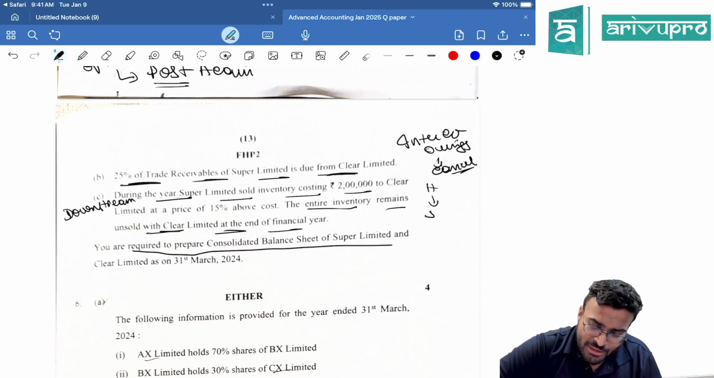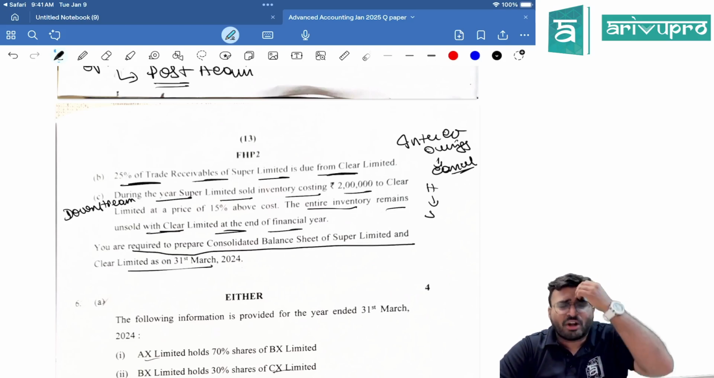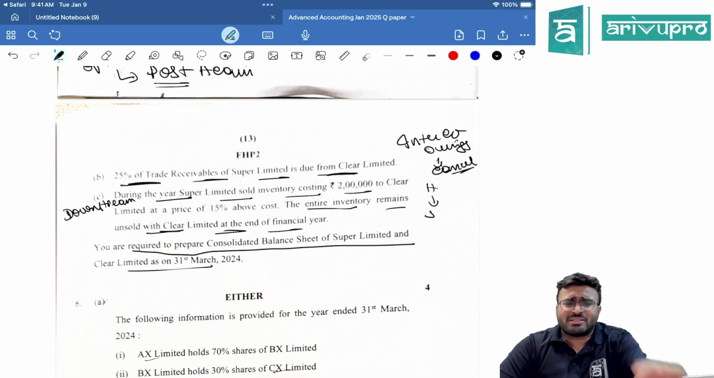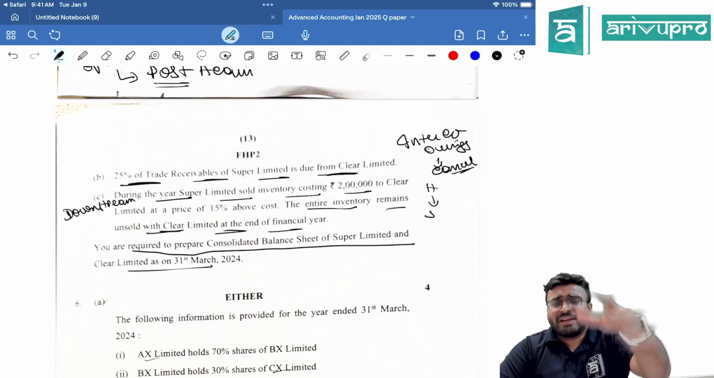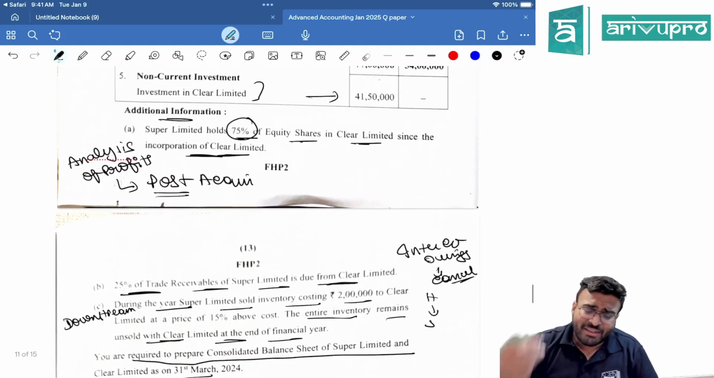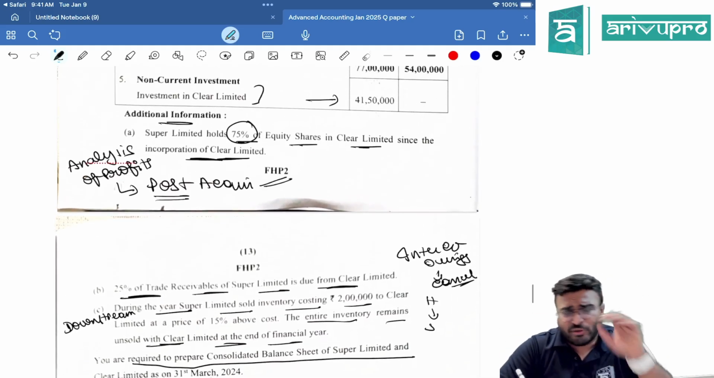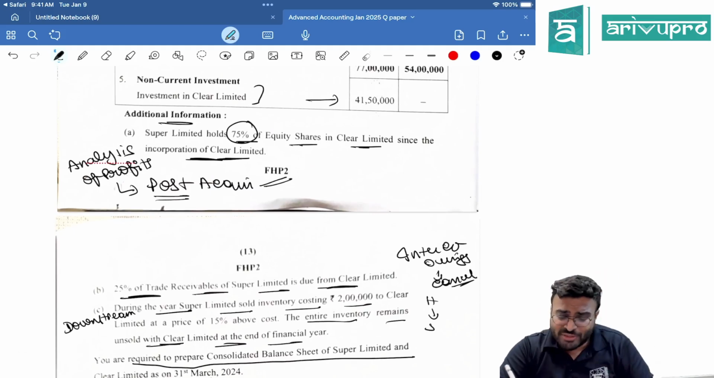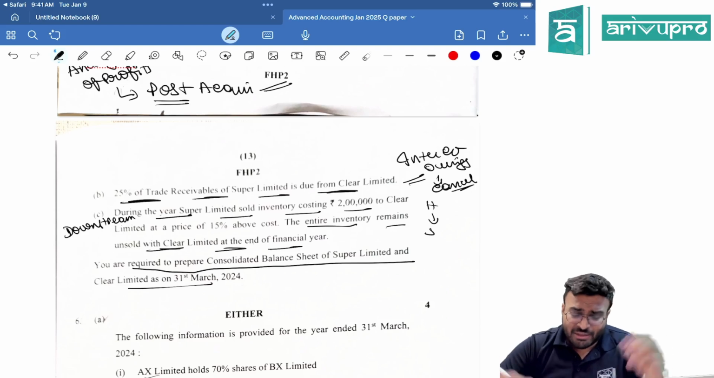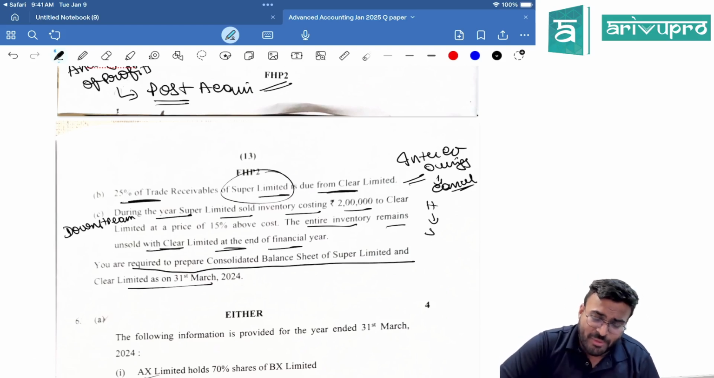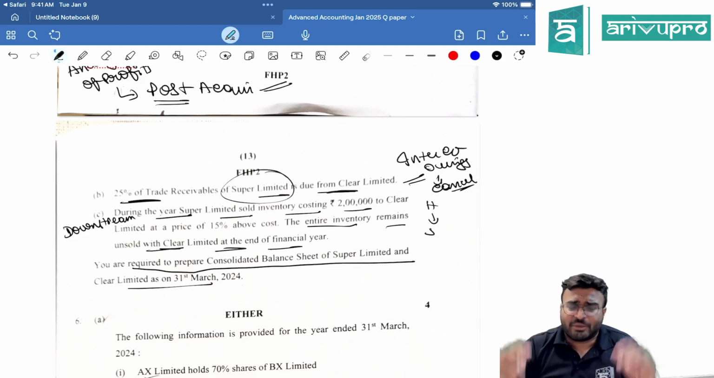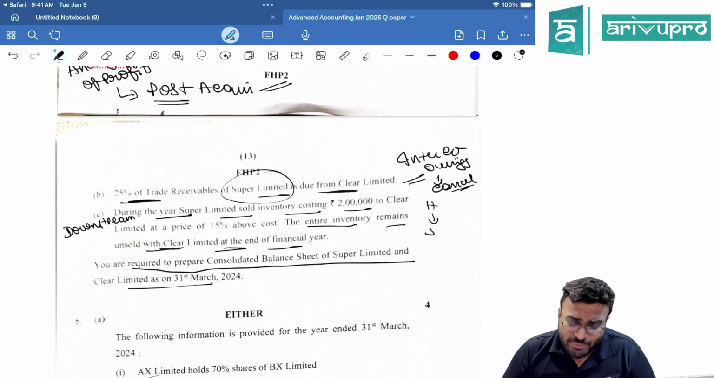You are required to prepare consolidated balance sheet of Super Limited and Clear Limited. You cannot get an easier question. There is no bonus issue, there is no dividend, nothing, no revaluation of asset is also happening. Direct question, only thing is this, you have to be careful: no pre-acquisition profits, and here cancel the debtor. 25% of trade receivable of Super Limited is due from Clear Limited. Compute that 25% and cancel it.